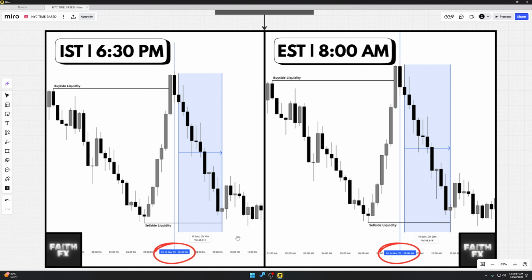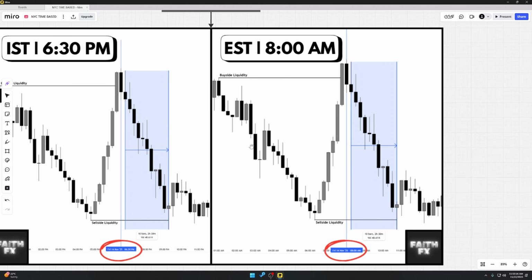You can see the same example here. This buy-side liquidity was swept right at 8 a.m. EST, and the market delivered directly into sell-side liquidity. You can verify the time at the bottom of the screenshot.